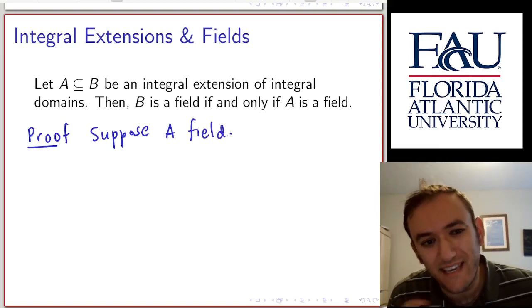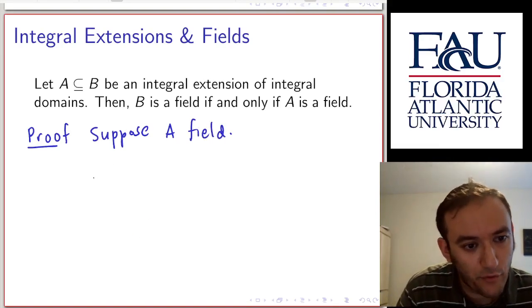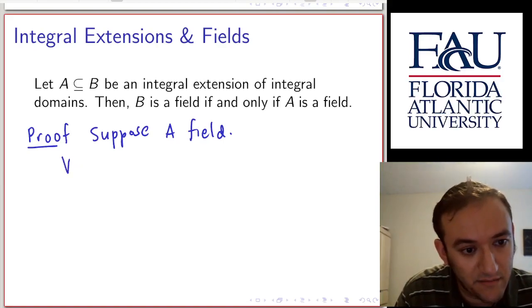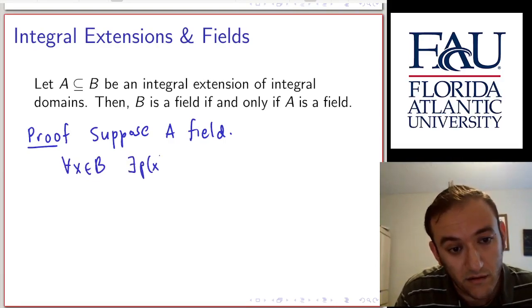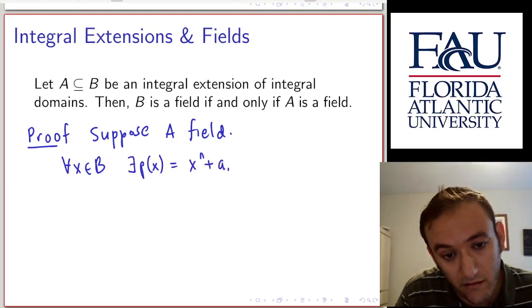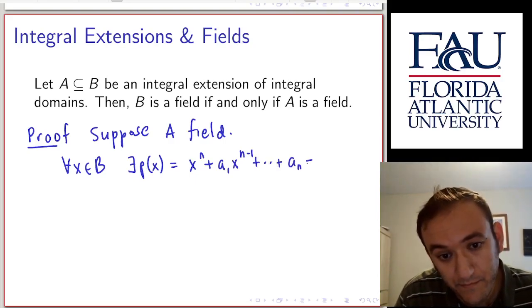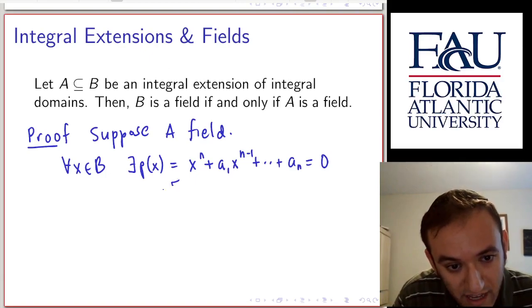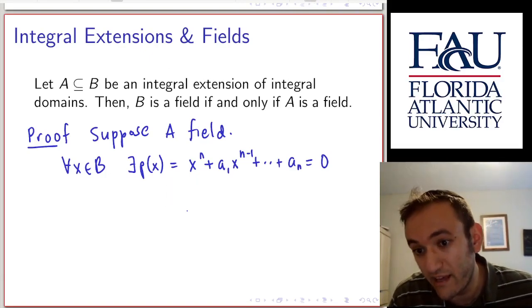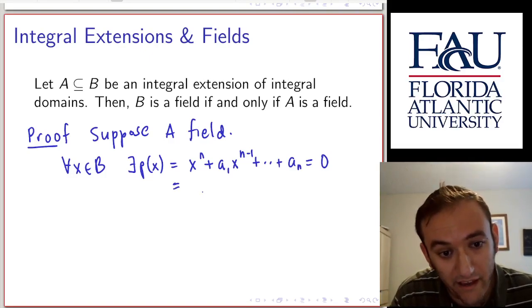Okay. Well, if B is integral over A, then for any x in B, we have some monic polynomial, which is equal to x to the n plus a1 x to the n minus 1 up to an equals 0. And now, moving the an over to the other side, and because A is a field, we can multiply an by its inverse. We have an inverse, and we can also factor out an x.